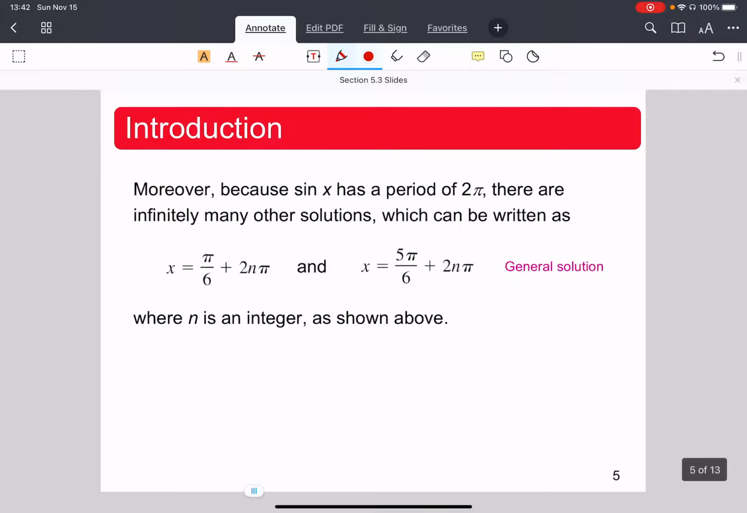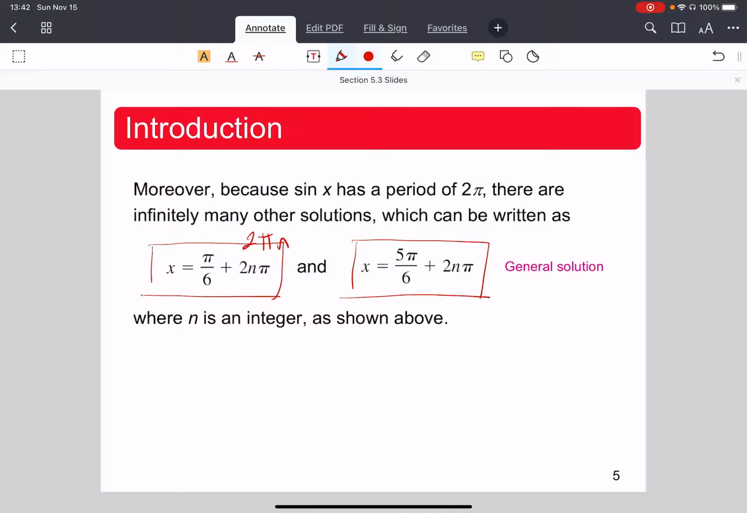So mathematically, the way we write that is a little bit particular. It's going to look like x equals pi over 6 plus 2n pi, or 2 pi n. Sometimes people write it as 2 pi n, and it doesn't really matter. It's the same thing. Or we're going to say 5 pi over 6 plus 2n pi. So this is what we call a general solution for a trigonometric equation.